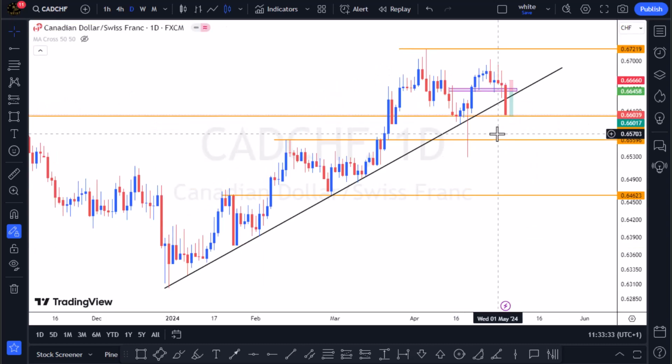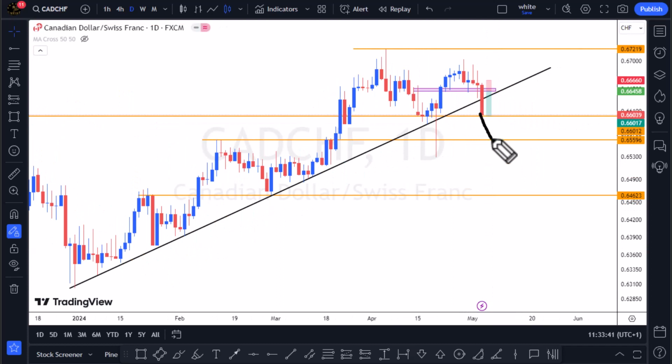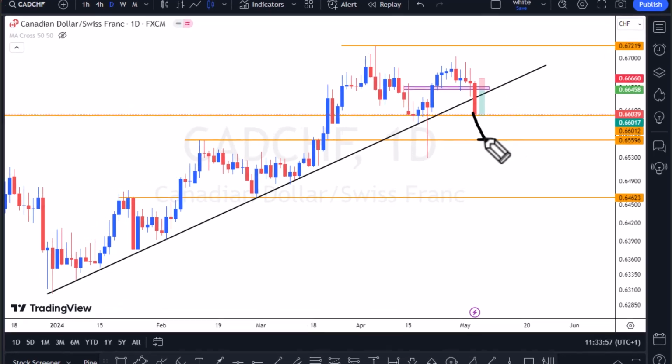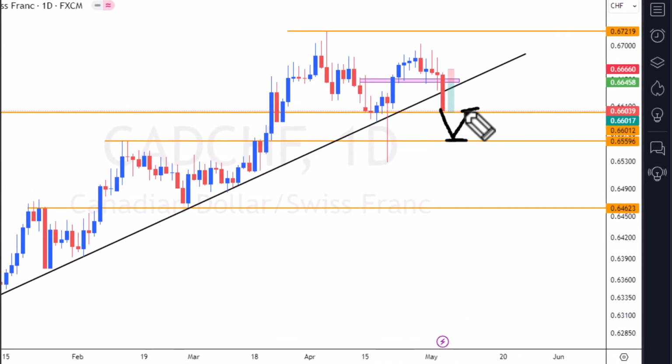Take note of the next potential demand at 0.65596, which could give an opportunity of a retest entry at the 0.66039 if the price should fail to give a bullish retest of the broken rising trend line.